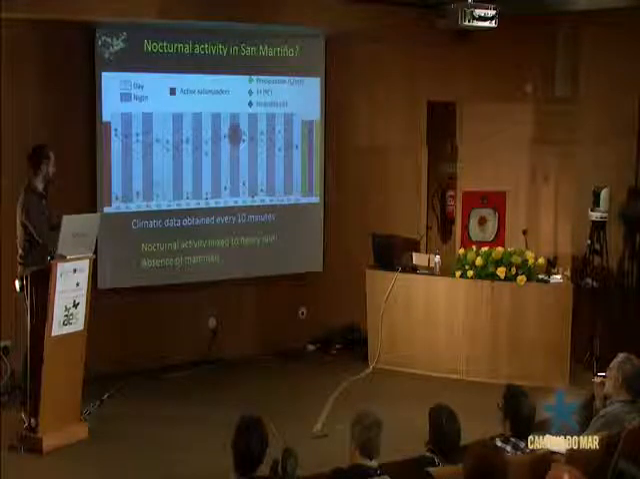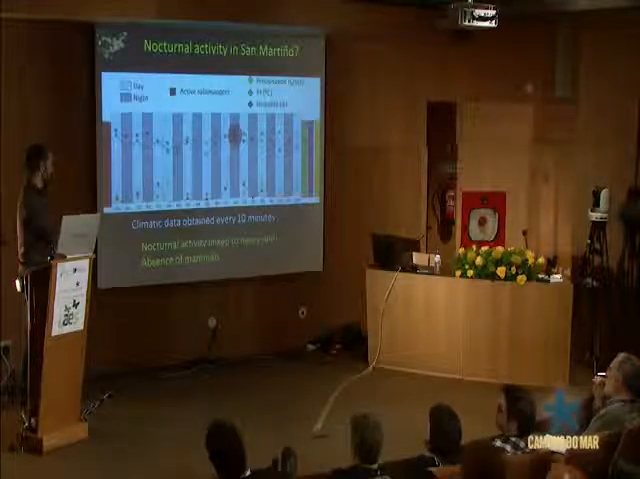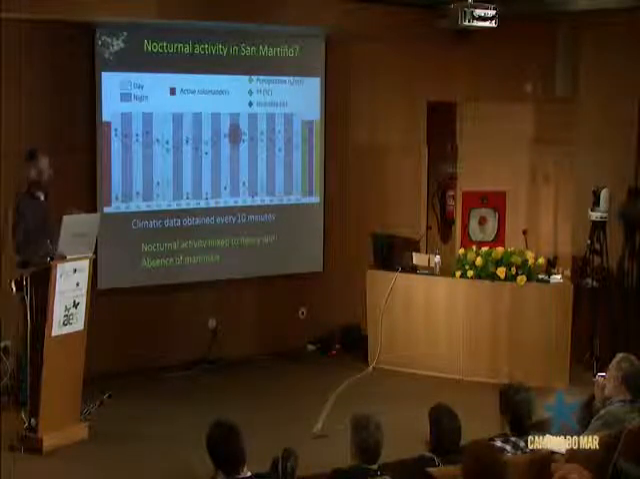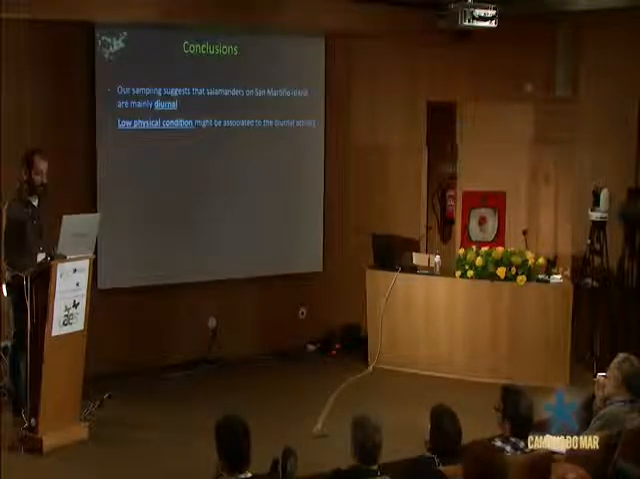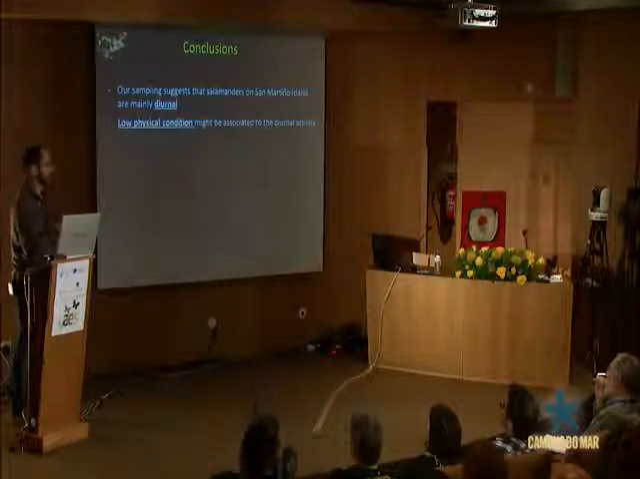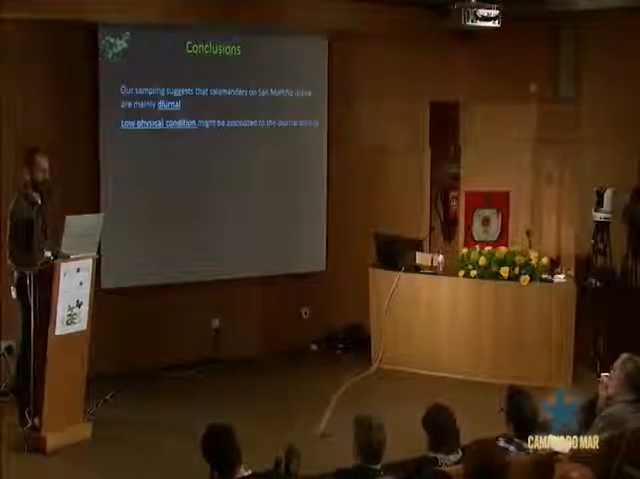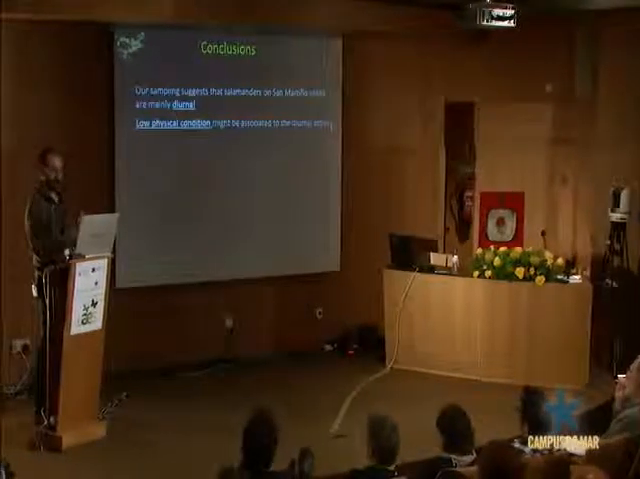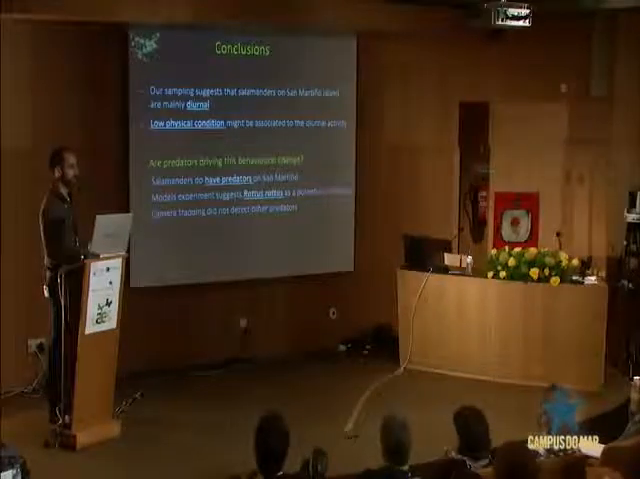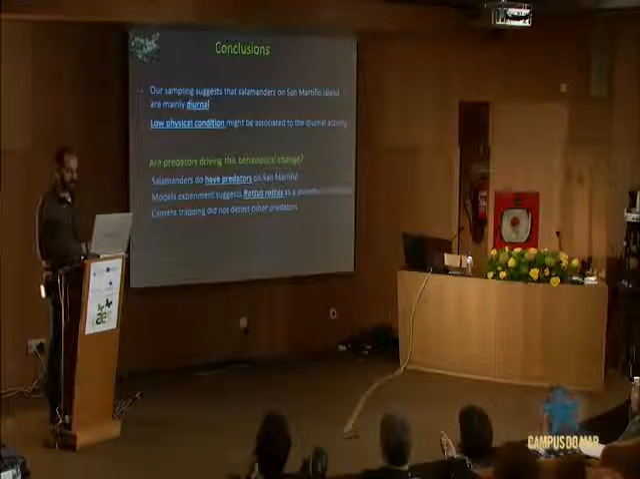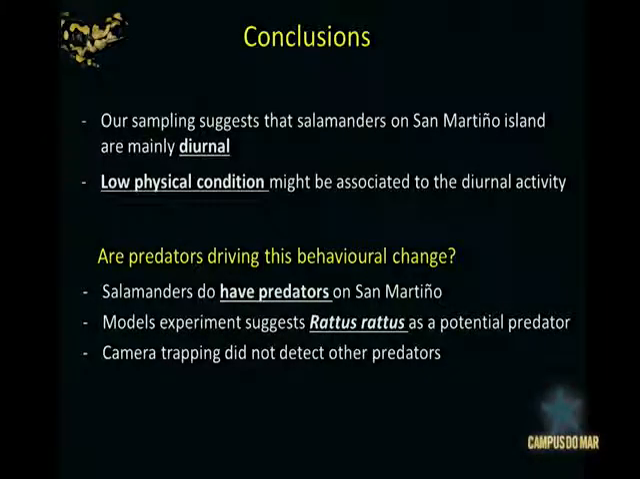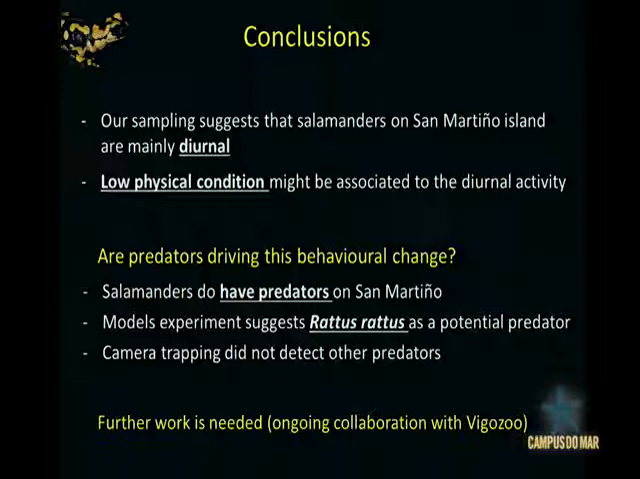So as I said, nocturnal activity was linked to the heavy rain, and the absence of mammals could be related to this pattern. Just the conclusions. The salamanders look diurnal, although there is some nocturnal activity. These salamanders have low physical condition that could be related to this diurnal activity. So, answering the question that I presented, salamanders do have predators. The models suggest that the only predator is the black rat, and the camera trapping so far didn't detect any other predator. Of course, further work is needed.